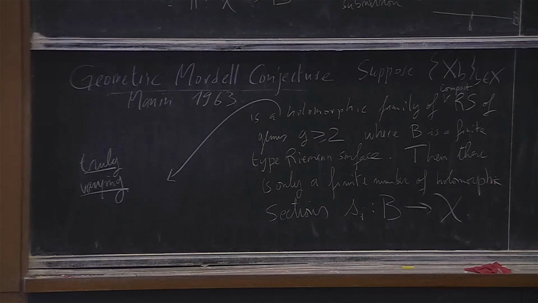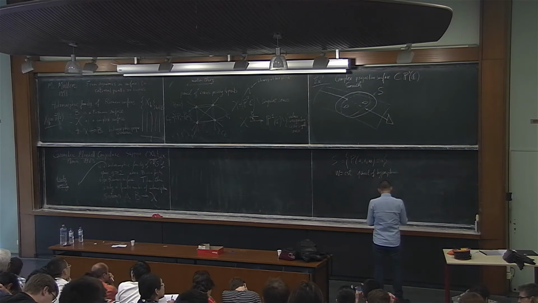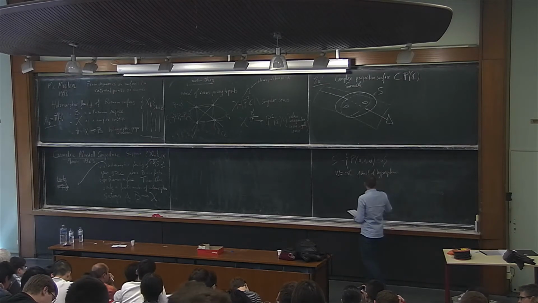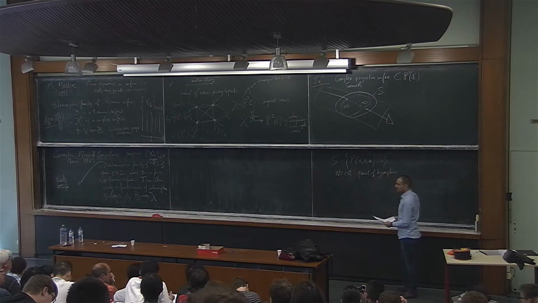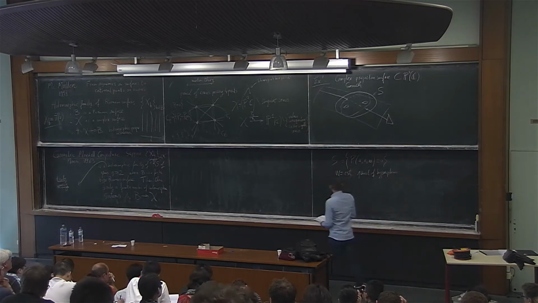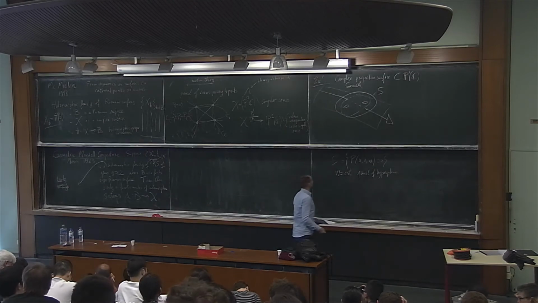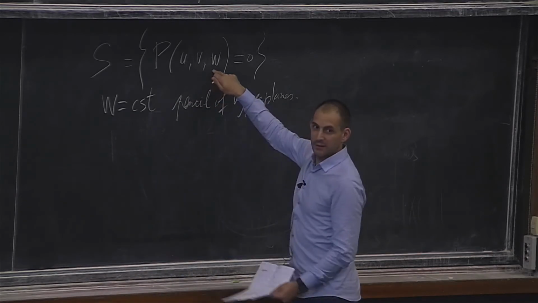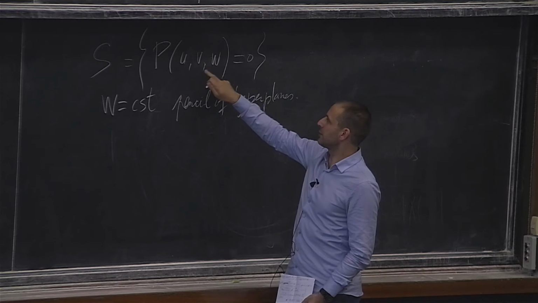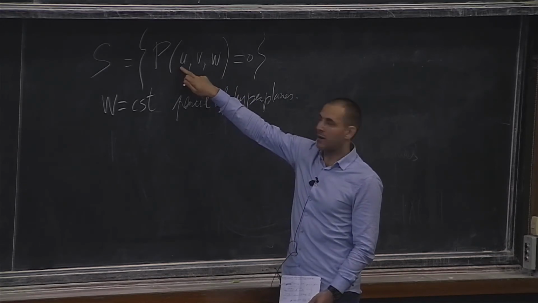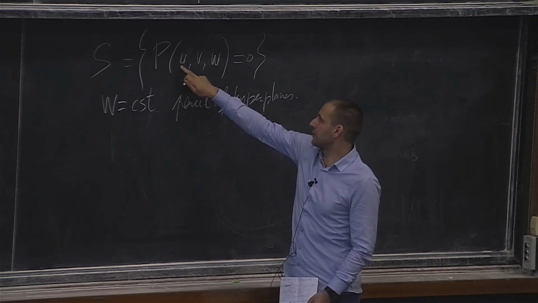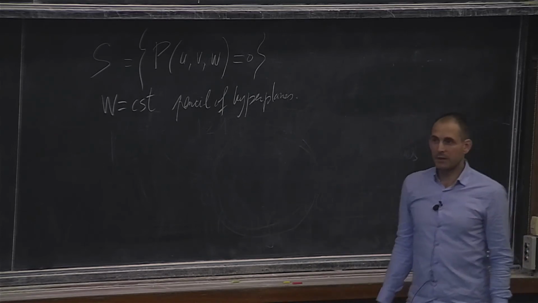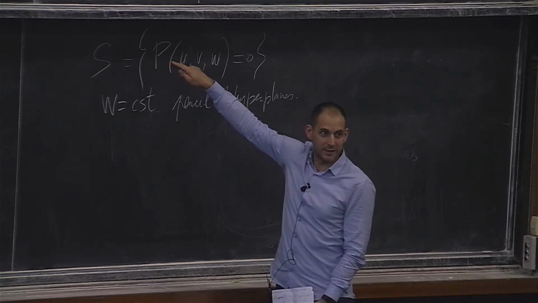So I come back to this just to make the analogy clearer. So assume that your pencil of hyperplanes is given by W equal to constant, say horizontal hyperplanes in these coordinates u, v, w. And now you write your polynomial. What it means to find a section here is that we can find a rational function, or at least a holomorphic function, of w, u of w, and a holomorphic function of w, v of w, such that this equation is satisfied, right?